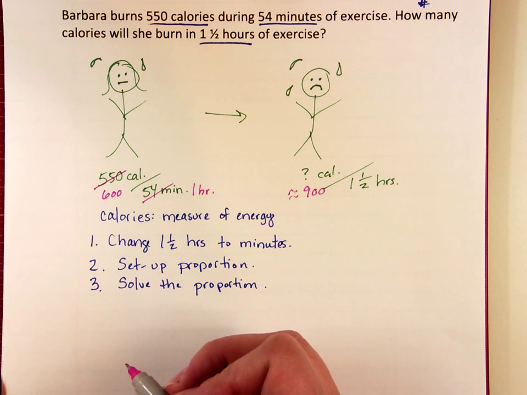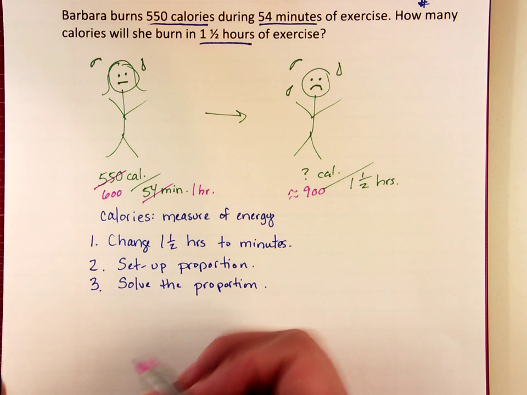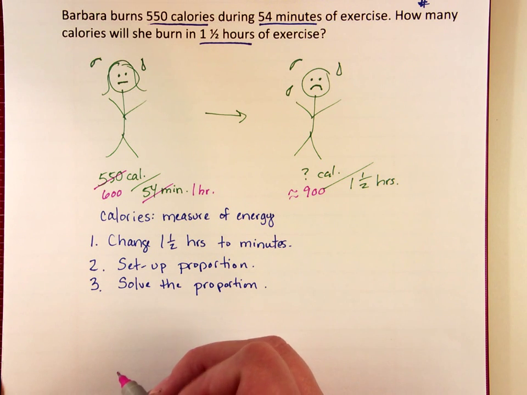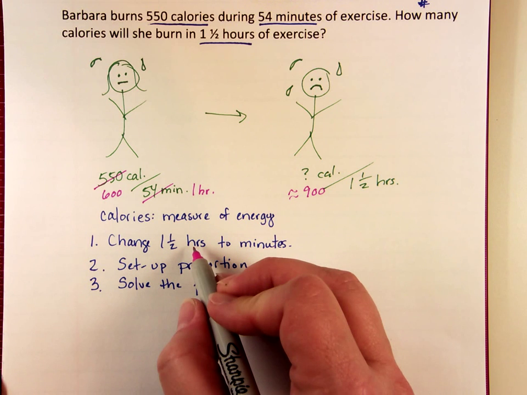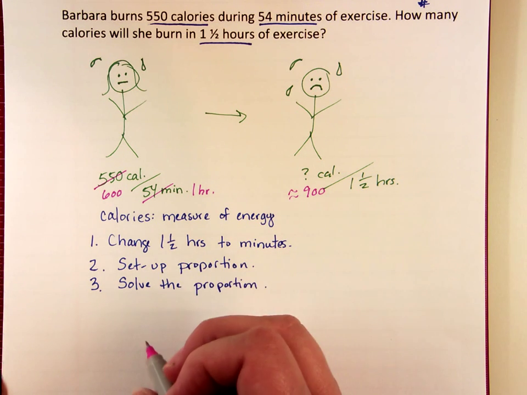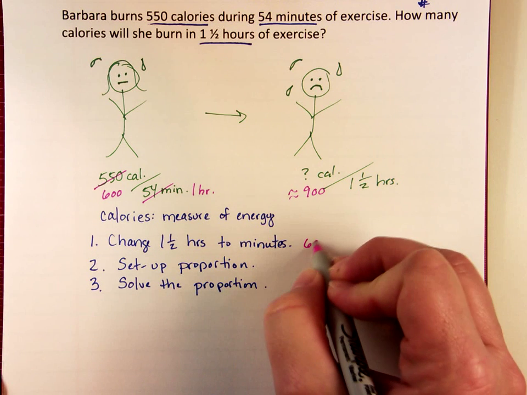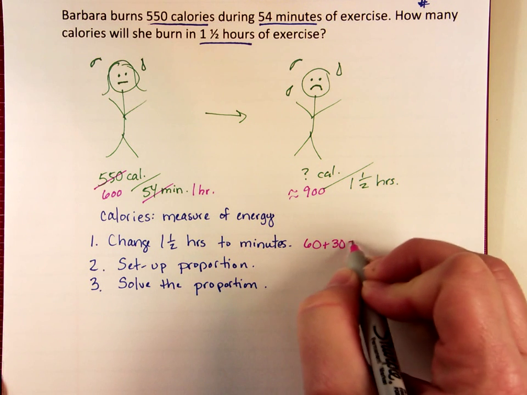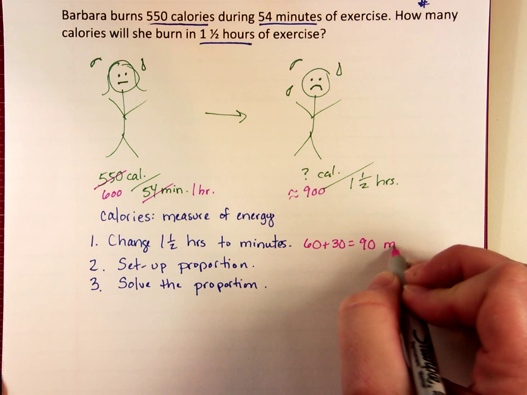You can do this in your head or you can do this mathematically. I think we'll probably do it both ways. All right, 1.5 hours. 1 hour is 60 minutes. A half an hour is 30 minutes. 60 plus 30 equals 90 minutes.